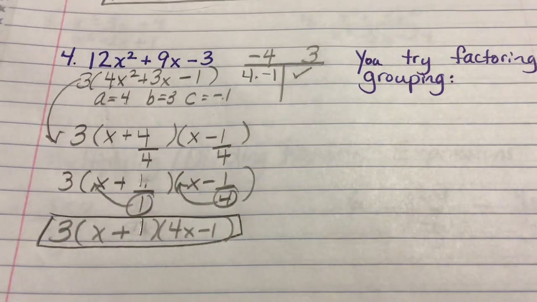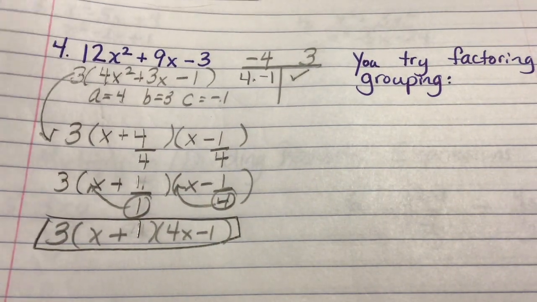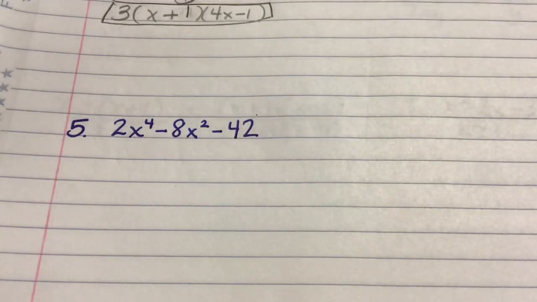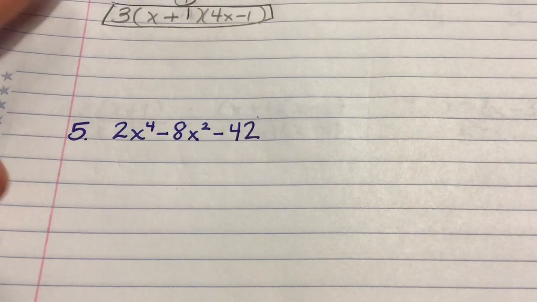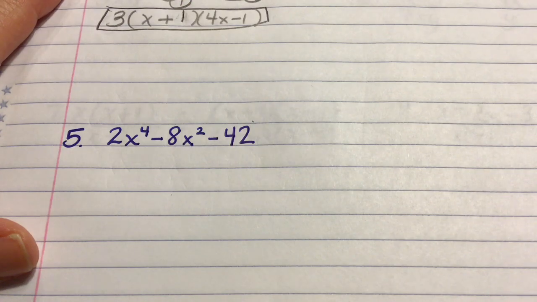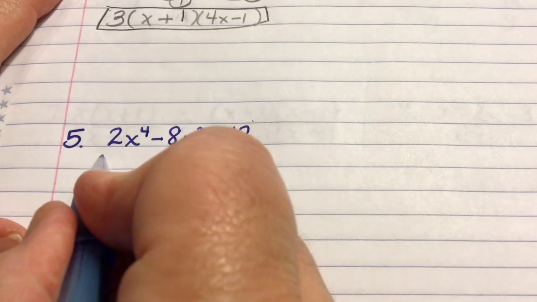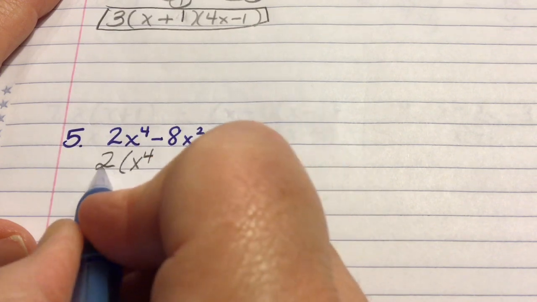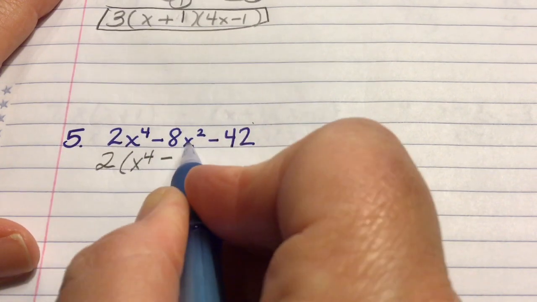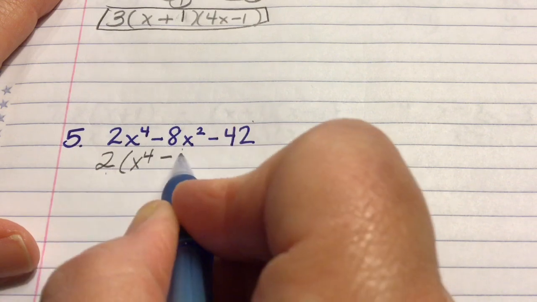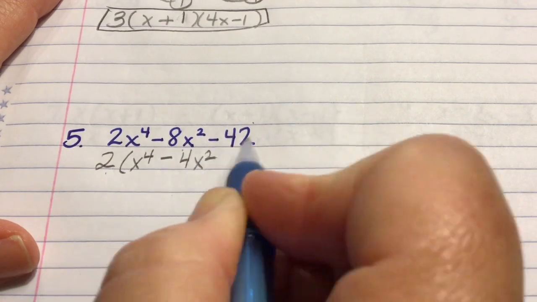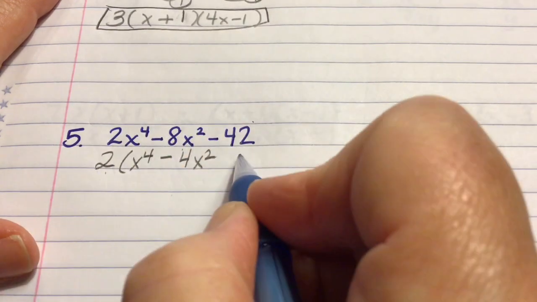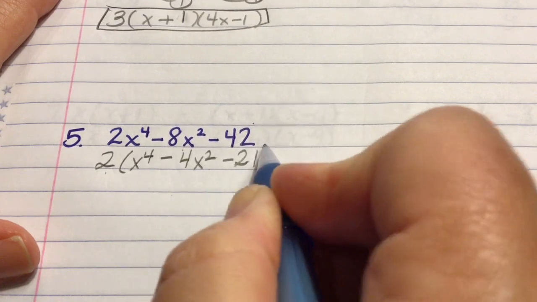One more to go. And it's a little different. Okay, so here it is. 2x to the fourth minus 8x squared minus 42. Hopefully you notice these are all even, so 2 is my common factor. 2x to the fourth divided by 2 is x to the fourth. Negative 8x squared divided by 2 is negative 4x squared. Negative 42 divided by 2 is negative 21.